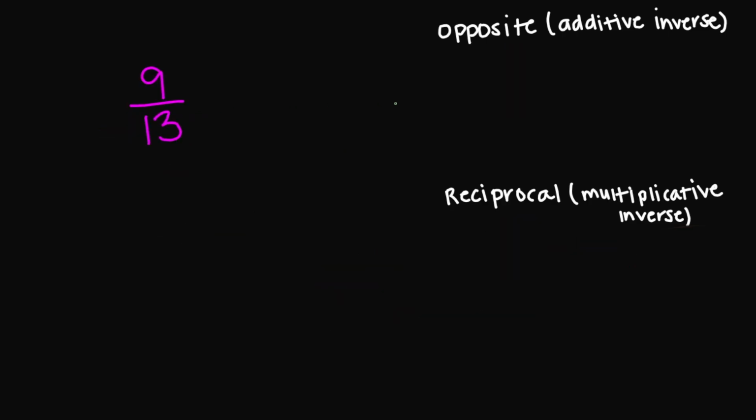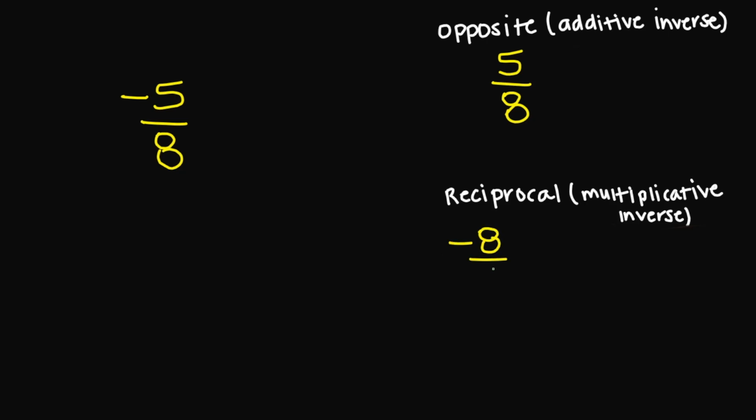9 over 13. The opposite is going to be -9 over 13. And then the reciprocal here is going to be 13 over 9. -5 over 8. The opposite here is going to be 5 over 8, a +5 over 8. And then the reciprocal here is going to be -8 over 5. You're flipping your numerator and denominator. Or you can put your negative at the bottom, so you can say 8 over -5, or you can add your negative sign in the middle of your fraction.